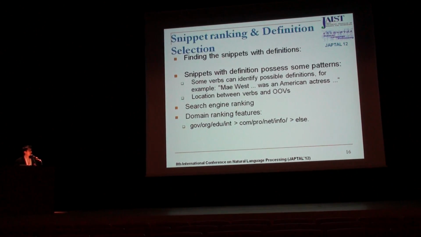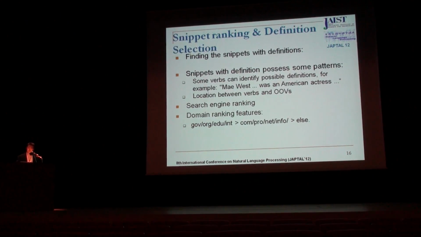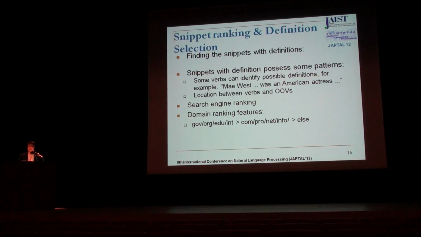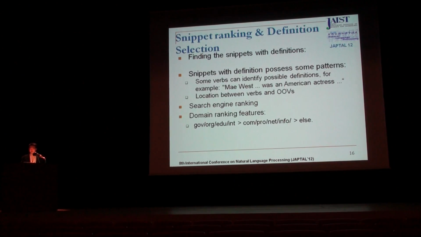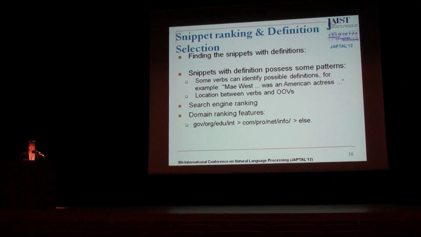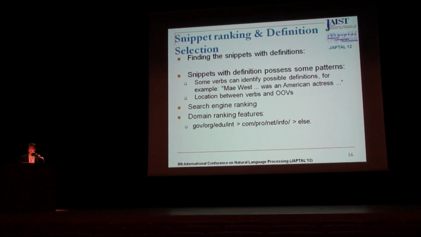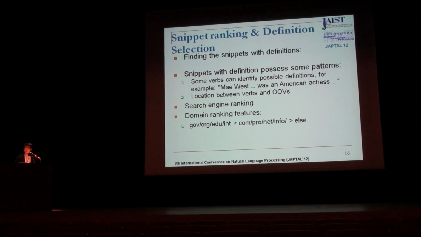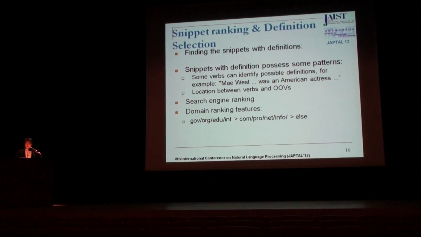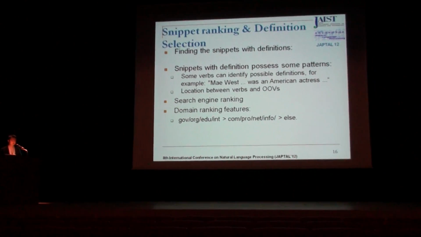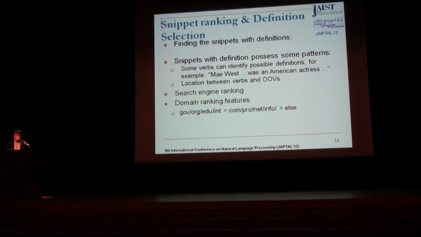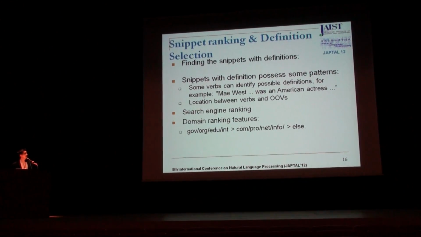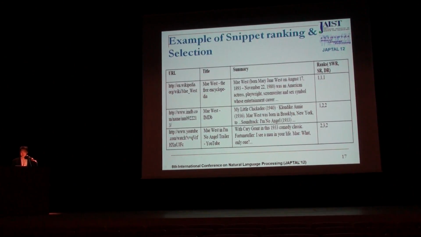Thirdly, during our research, we found that the web data that provide good information are usually from government, organizational, or education web pages, which provide better information than company, profile, or net pages. So we use domain ranking as well. Combining all of those, we do our snippet ranking and definition selection.